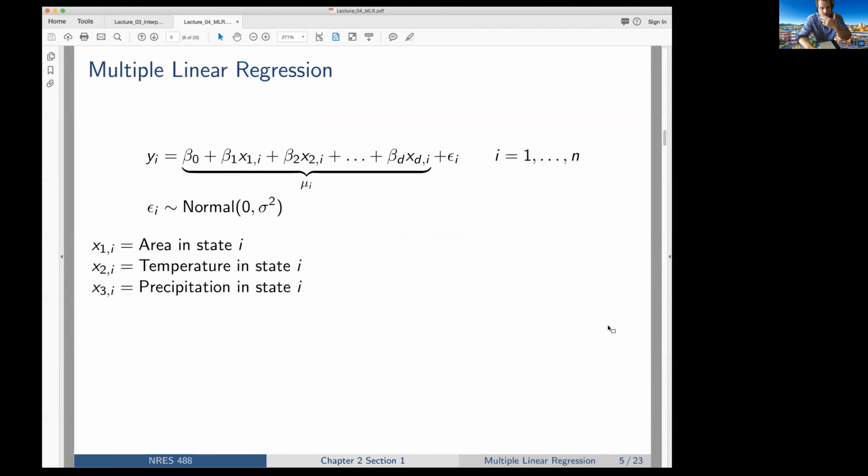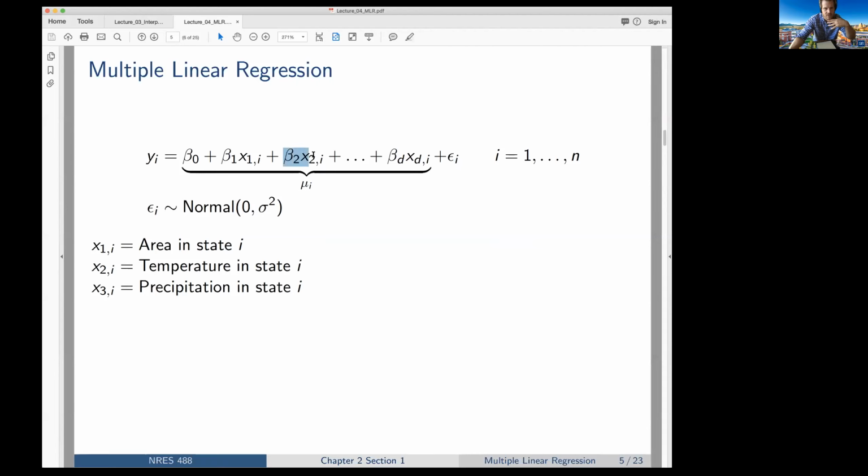Okay, so multiple linear regression. When we had simple linear regression, we had y_i equals just this part plus epsilon_i. And remember, i from 1 to n is just the rows in our data, in our Excel table. It's which row the data were stored in. We just use that to help us remember these are talking about data points in a row. And epsilon_i is normal with mean 0 and variance sigma squared.